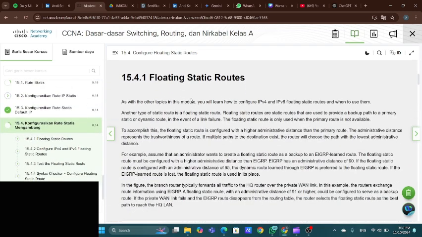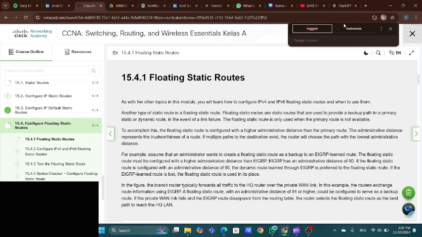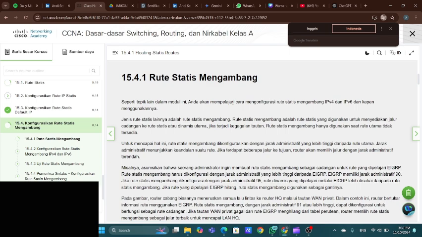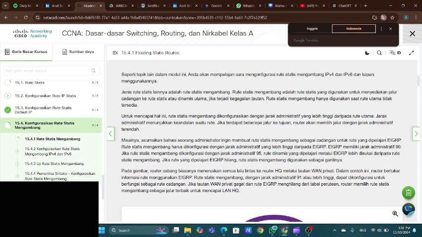Lanjut, ada floating static routes. Topik di modul ini adalah mempelajari cara mengonfigurasi static route mengambang IP versi 4 dan IP versi 6 dan kapan menggunakannya. Jenis rute statis lainnya adalah rute statis mengambang.